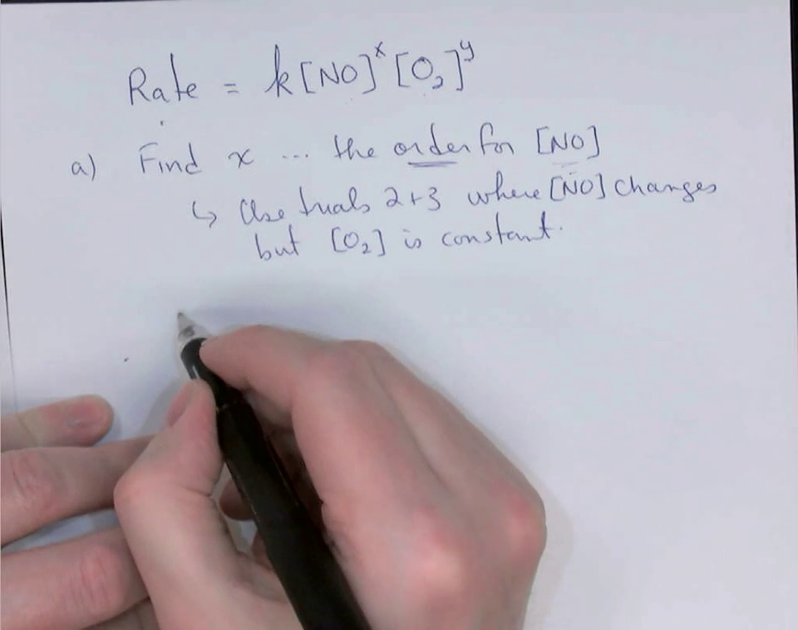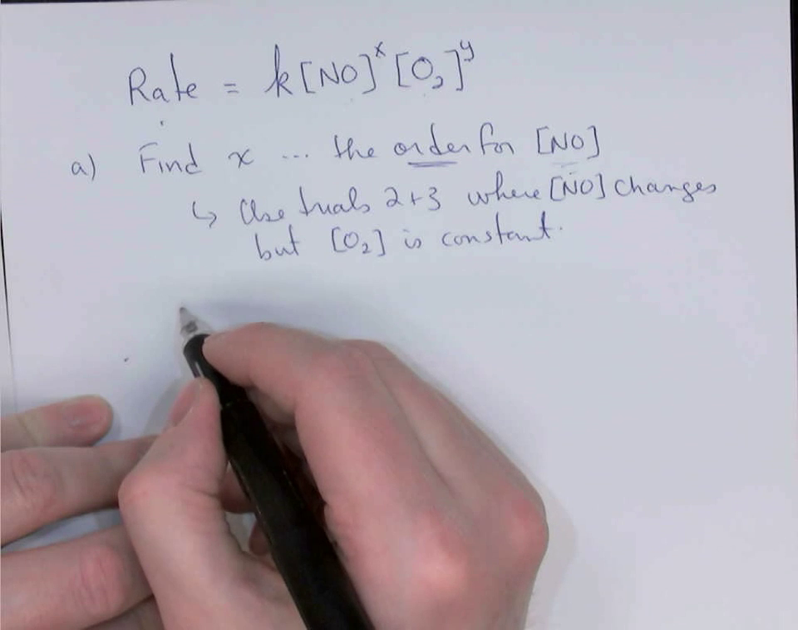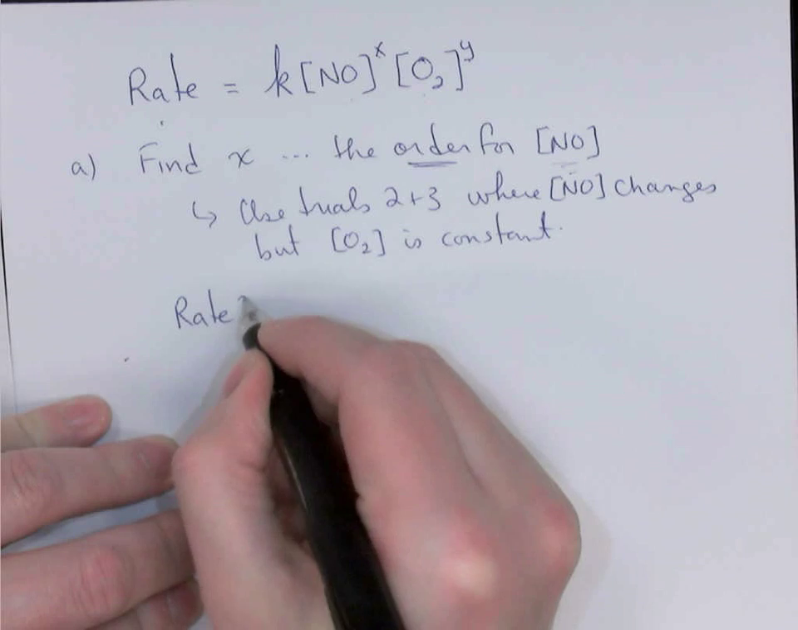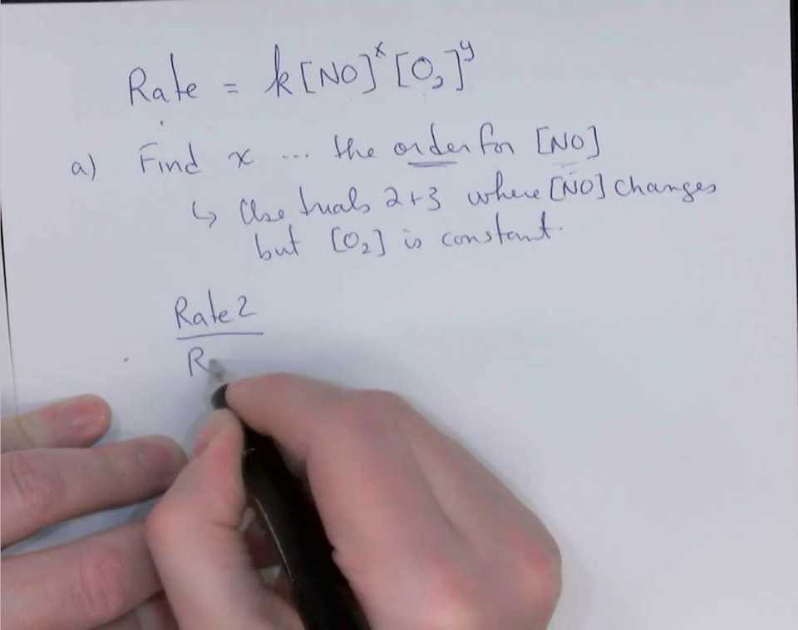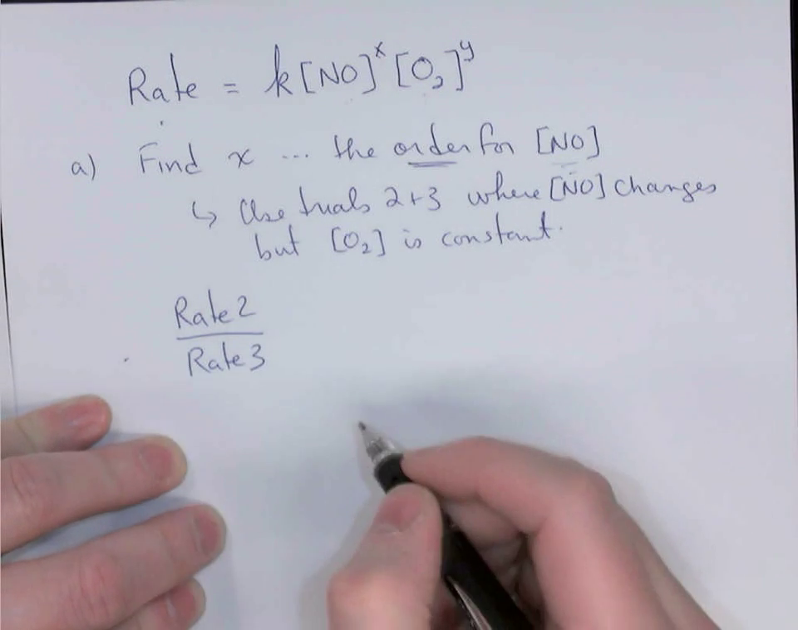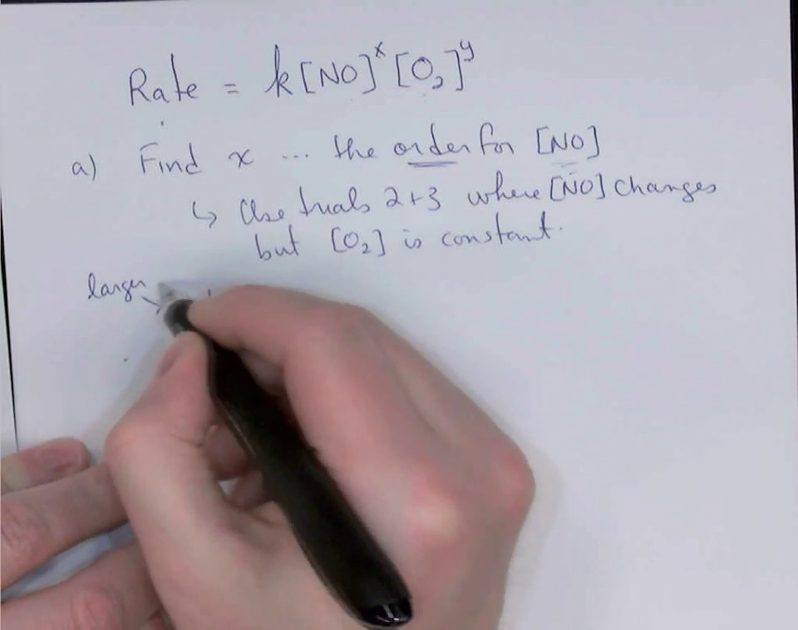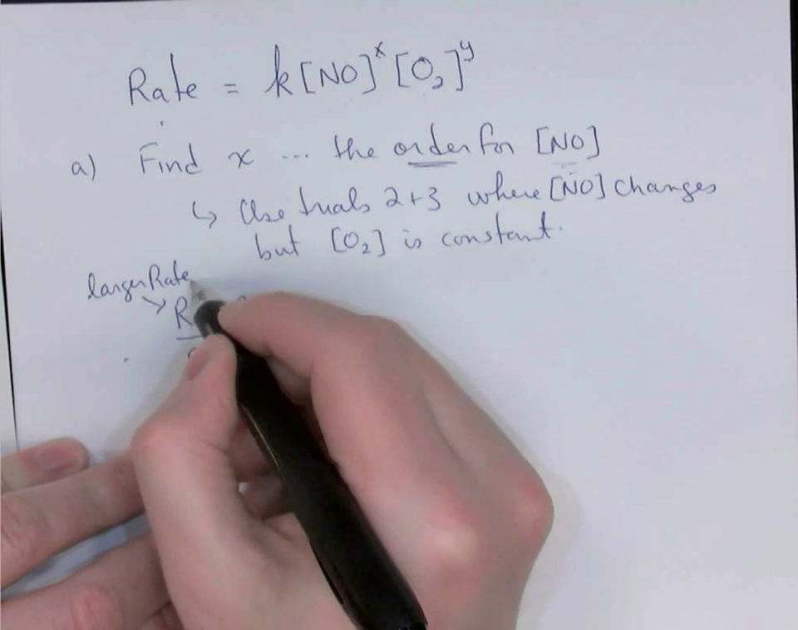And we just saw that the rate in trial 2 in this case is larger than the rate in trial 3. So I'm going to take the rate for trial 2 and divide by the rate in trial 3. I strongly suggest that you always divide the larger rate on top by the smaller rate on the bottom.